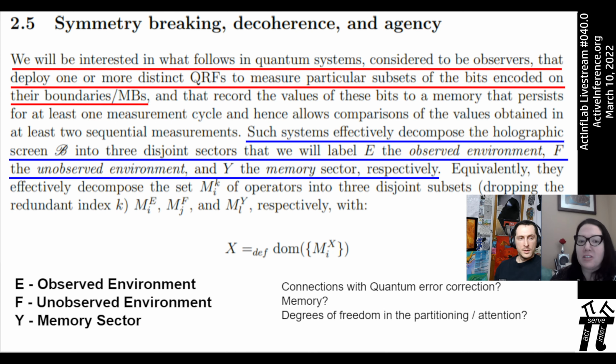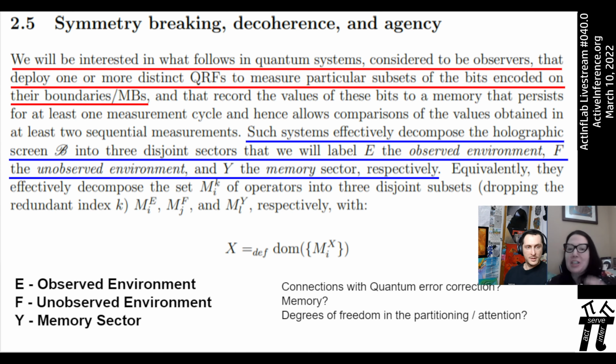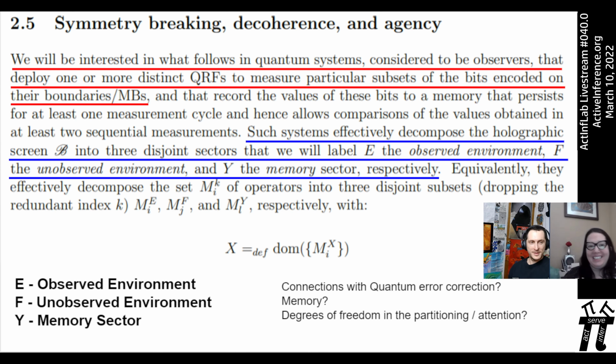Here we go. See, I'm going to start to unpack some math now. When I start to roll out the variables, here we go. Okay. So we will be interested in what follows in quantum systems considered to be observers that deploy one or more distinct quantum reference frames to measure particular subsets of the bits encoded on their boundaries / Markov blankets.